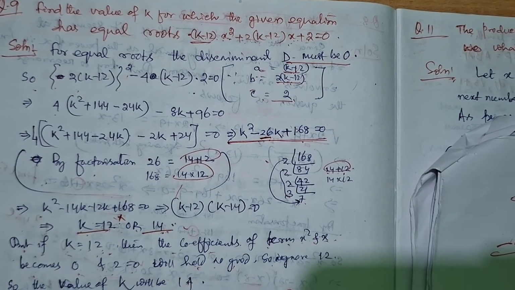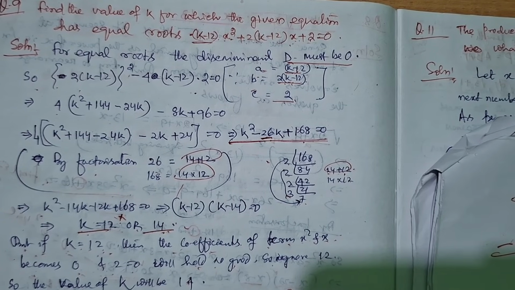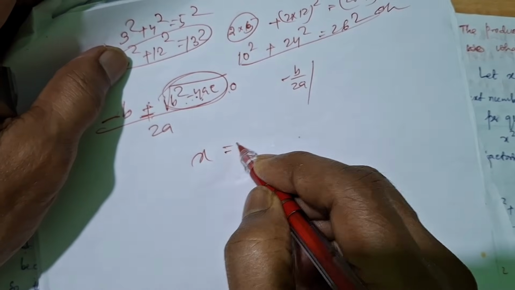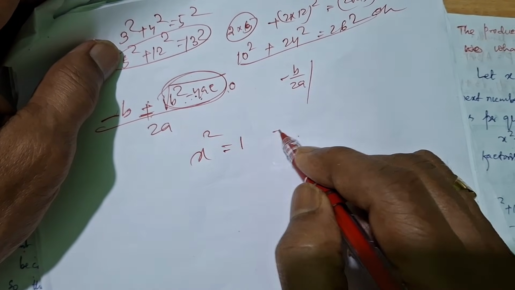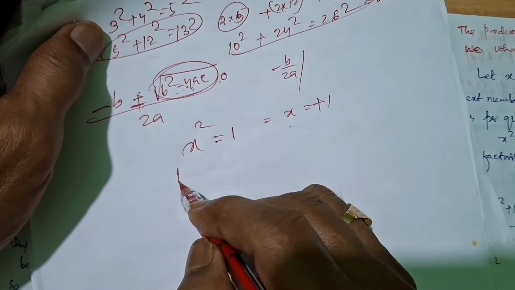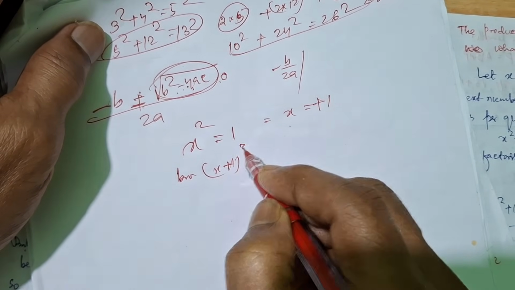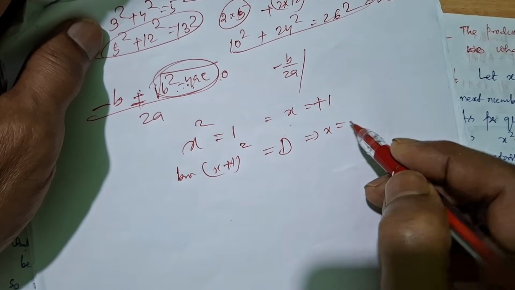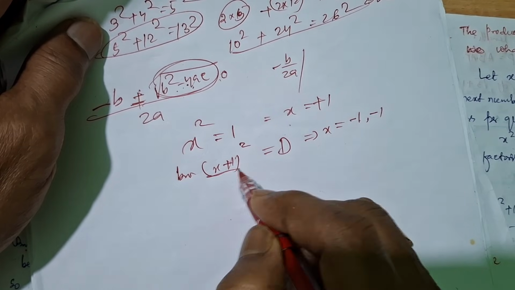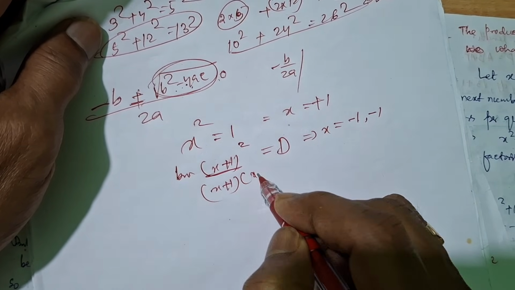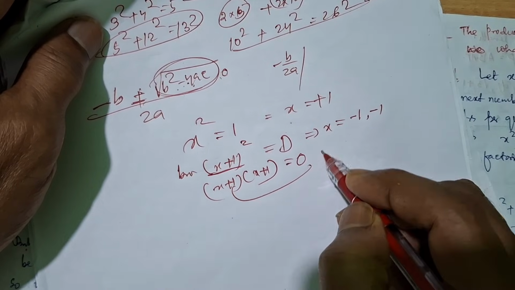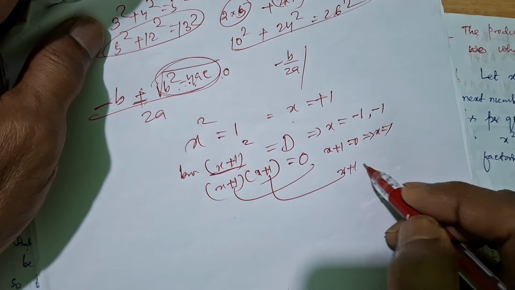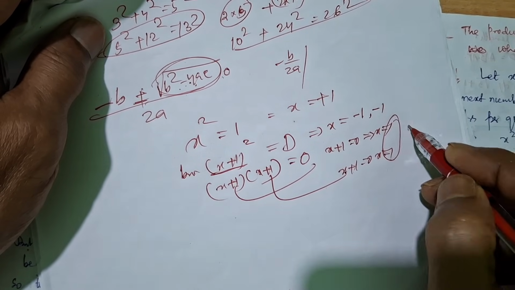With k as 14, we get 14 minus 12 x square plus 14x, that is kx, as a double root: x plus 1 whole square. If x square is equal to 1, this implies x is equal to plus minus 1. But x plus 1 whole square is equal to 0 implies x is equal to minus 1, because this means x plus 1 times x plus 1 is equal to 0. So x plus 1 is equal to 0, x is equal to minus 1, and again x plus 1 is equal to 0, x is equal to minus 1. So x is equal to minus 1 twice.